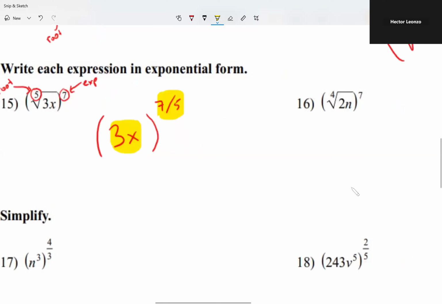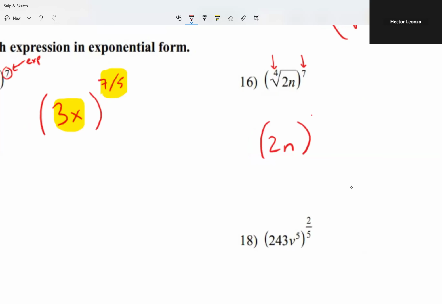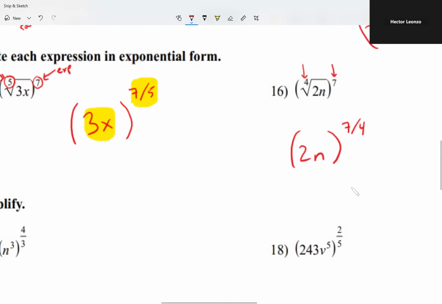Okay, let's take a look at question number 16. So I have a parentheses. Inside the parentheses, I'm going to write 2n, right? The 2n came from what's inside the radical. Now my exponent, remember I see the number outside of the radical. I see the root, and it's going to be exponent over root. So I'm going to write this as 7 over 4. Leave it as a fraction. Don't change it to decimals.